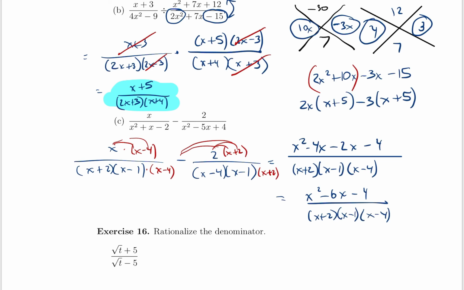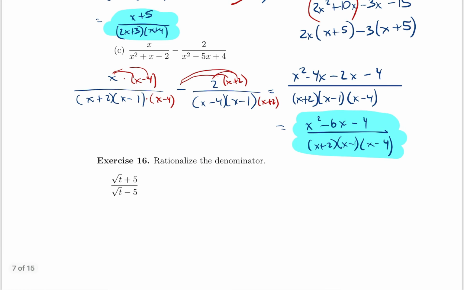In some cases, you'll be able to factor the numerator and simplify even more. But in this case, I'm looking at this trinomial, and I'm noticing that we're not going to be able to factor it. So that is our final answer.